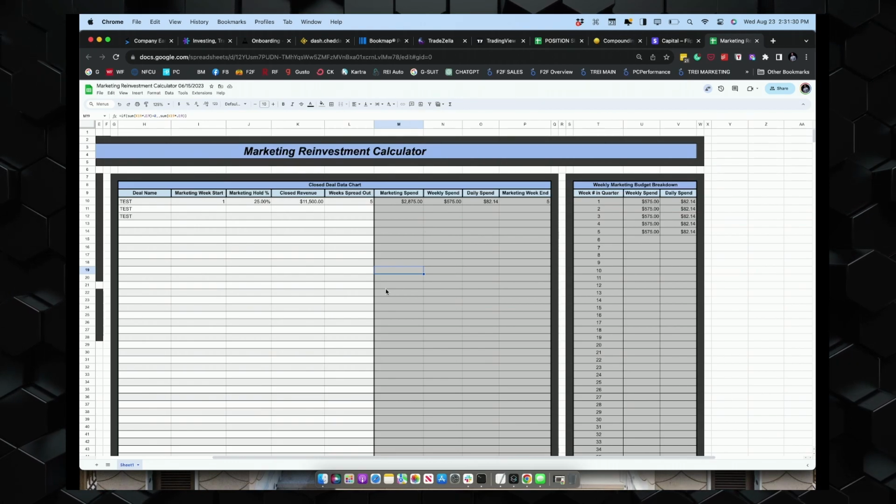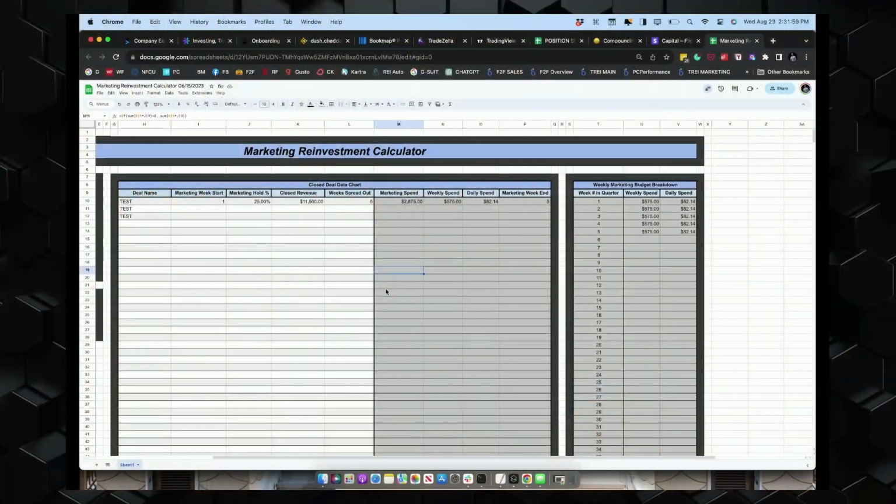Now, here's the cool part. So now we want to scale. Now we have another deal that comes in. What we're going to do is input it in the system. We're going to do a similar model. We're going to spread it out, but now it's going to stack on the previous closed 25% marketing. Marketing weeks are going to stack on each other, which is going to increase your daily budget, which is going to allow you to generate more leads and get more deals. So let's see how that works.